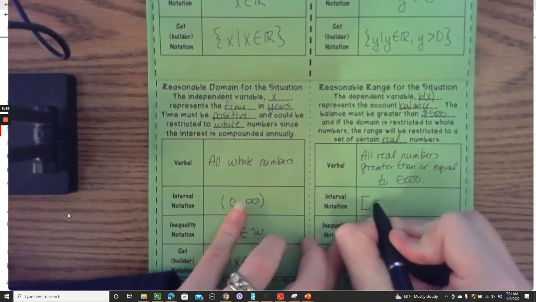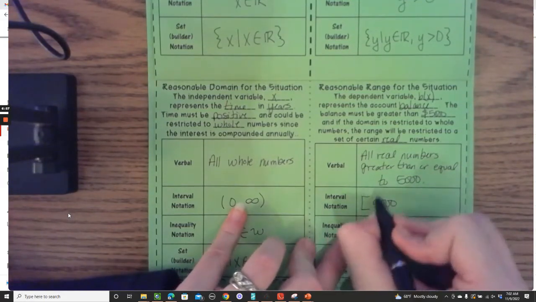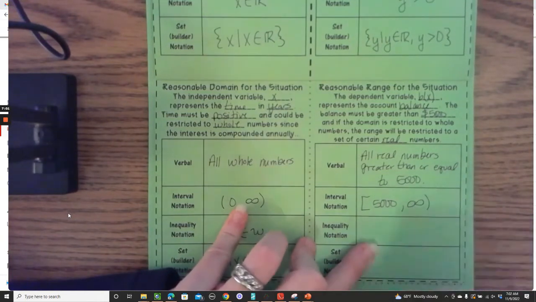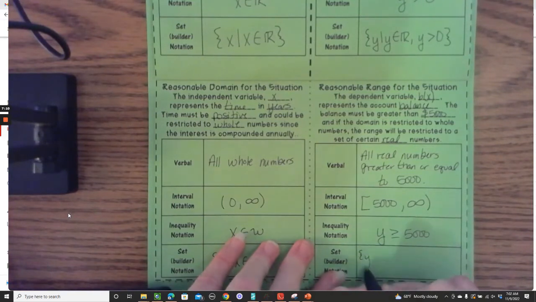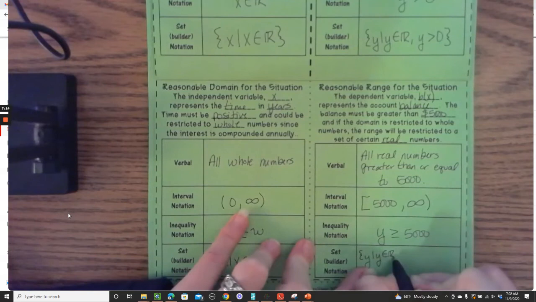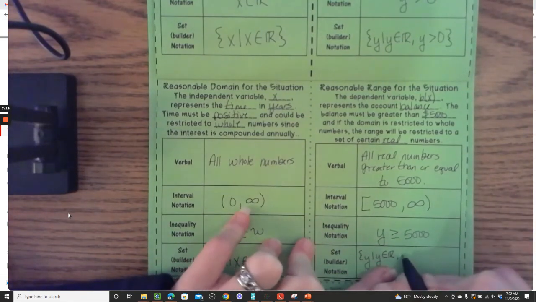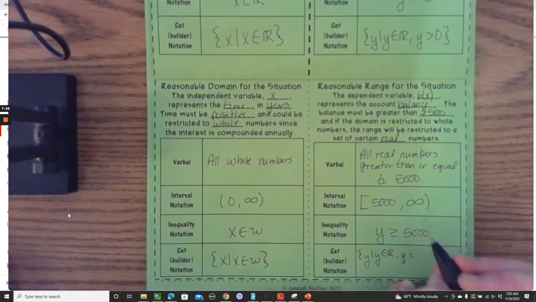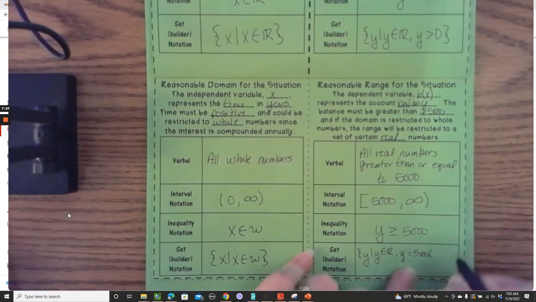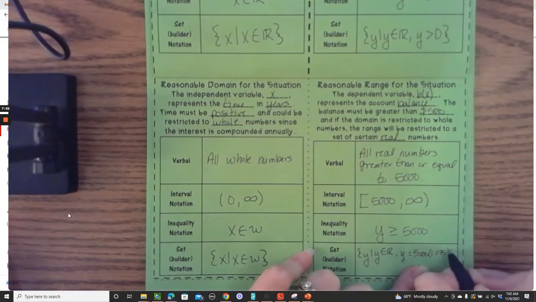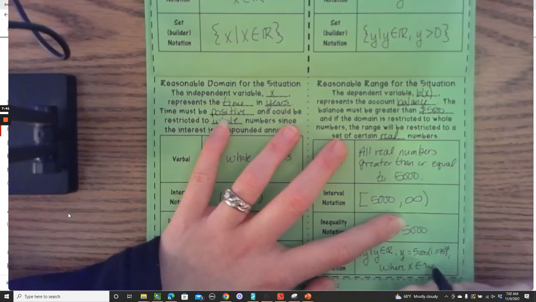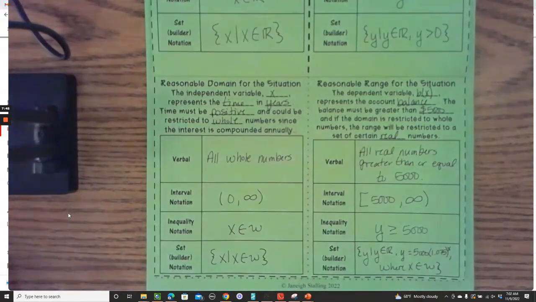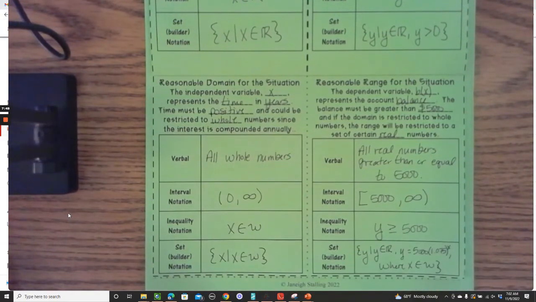In interval notation, we're going to start at 5,000 because it's going to be equal to 5,000. That's why we're using the bracket, to infinity. This could go on and on forever. As an inequality, y is greater than or equal to 5,000. And in set notation, y is a member of the set of real numbers where y equals 5,000 times 1.075 to the x, where x is a member of the set of whole numbers. Meaning that we can only put whole numbers in for this x. And whatever values we get out, those are going to be our only range values.